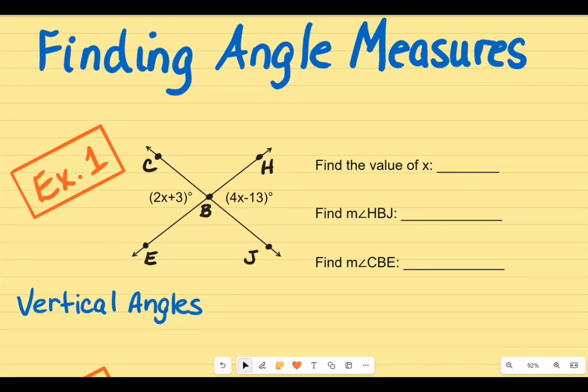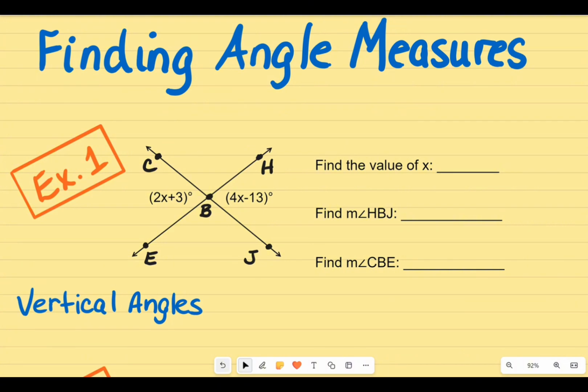We will be finding angle measures. For example 1, we are given a set of vertical angles. In these vertical angles, you now see an expression. So when you see that expression, you just have to know the rules. Vertical angles tell you that they're going to be congruent.